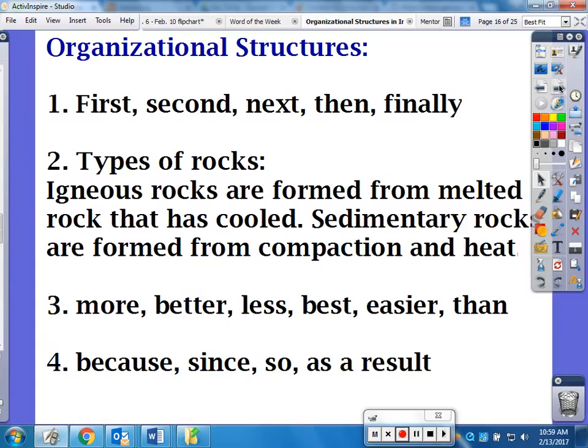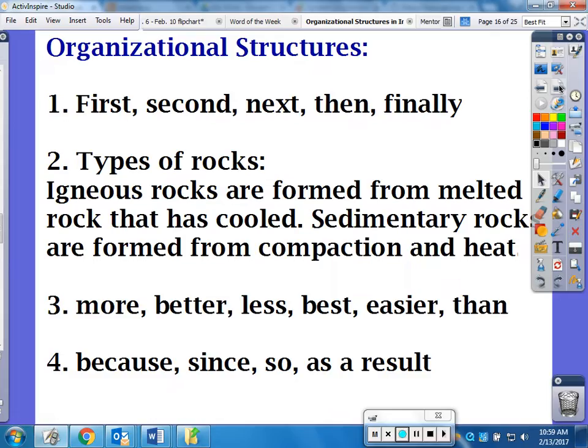Here are just some examples that we're going to do in class. So we look at number 1, we see some transition words like first, second, next, then, and finally. What organizational structure can we find these words? If you said chronological, then you are correct.